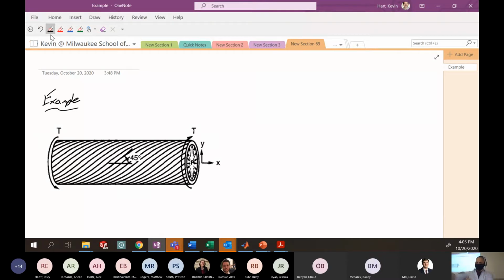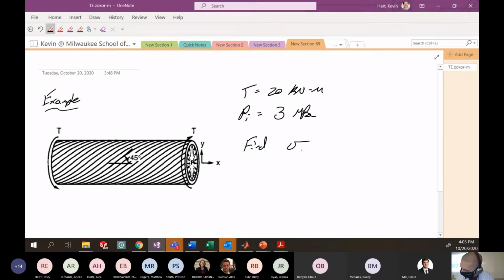Okay. All right, so here we have a torque that's applied, that's 20 kilonewton meters. Our internal pressure on this guy, P internal, or what they call P here, is going to be 3 MPa. And I want to find sigma 1, sigma 2, sigma 6 on the surface. This is going to be our strategy. The way we're going to approach this is we're going to look at an element on the surface of this piece. Let's say an element, I'm going to draw it over here, this surface element.